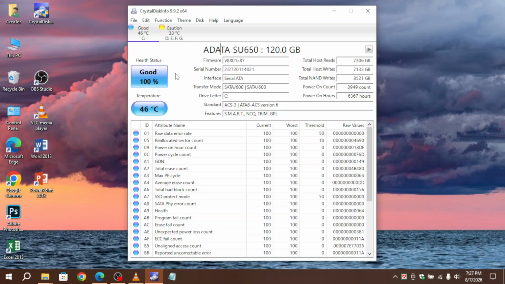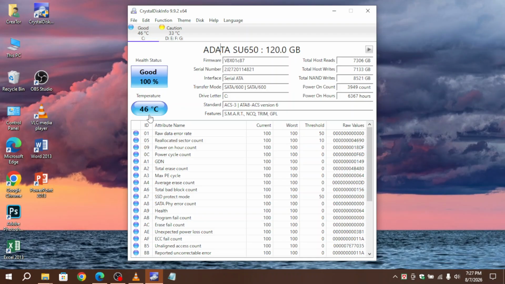Next, look at the temperature. NVMe SSDs can become quite warm during heavy transfers, so temperature is useful for spotting potential thermal issues. Don't judge the drive from one temperature reading alone. Instead, watch how the temperature behaves during normal and heavy use.